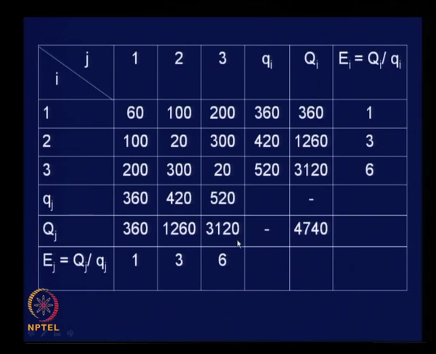And to start our first iteration, we can straight away calculate the growth factors by dividing the base year values and horizon year values of productions as well as attractions. That is what we do. 360 by 361, 1260 by 423, 3120 by 526. Similarly, we get the values 1, 3 and 6, and the total of trip productions or trip attractions is 4740 for the horizon year condition, clear. So we are going to use these growth factors 1, 3, 6 and 1, 3, 6 for subsequent calculations.